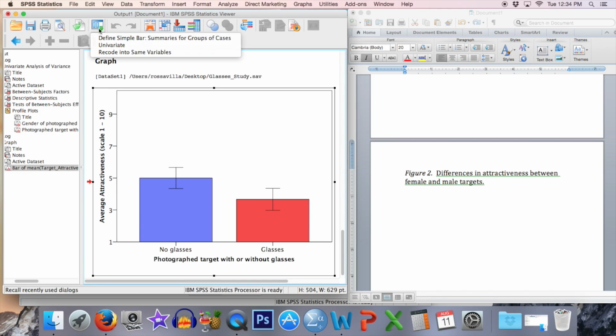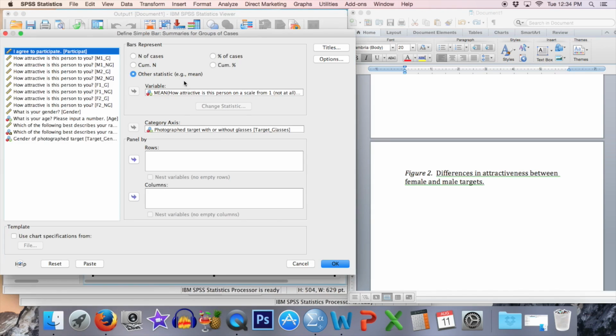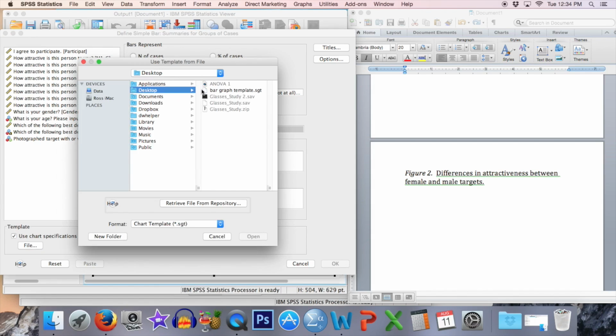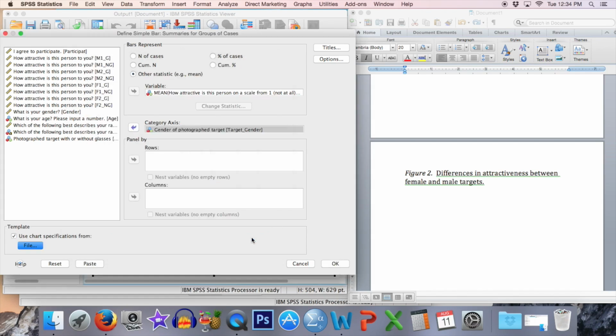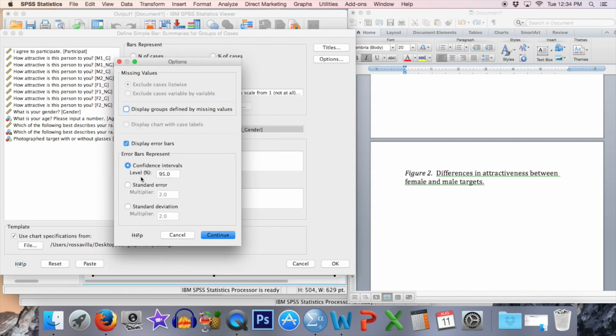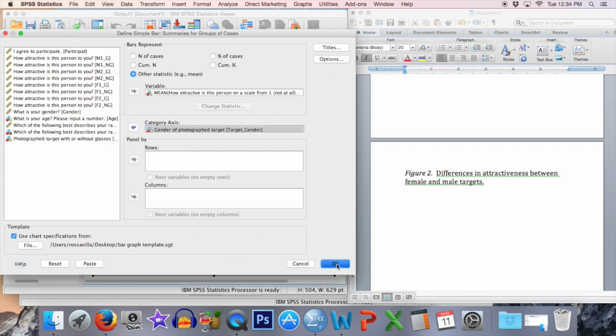In this case, since we just made a bar graph, we could just go to the recently used dialog boxes, define simple bar, and then we're still doing the variable how attractive the person is under variable. We're just changing the category axis. In this case, we're kicking out whether the photograph targets were with or without glasses and putting in the gender of the photograph target. And here's where we can add that template, by going use chart specifications from, and then just locate that template file that we just made. Of course, we could do all the editing over again, but this is just a little bit of a shortcut. And let's make sure that the error bars are still there. Yep. And now click OK.